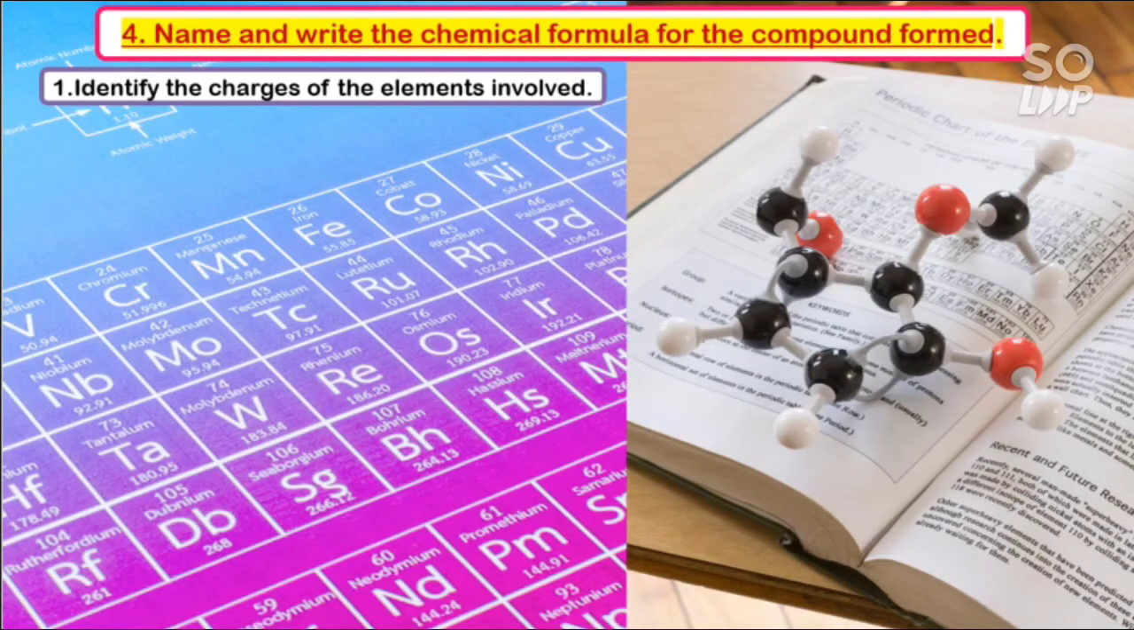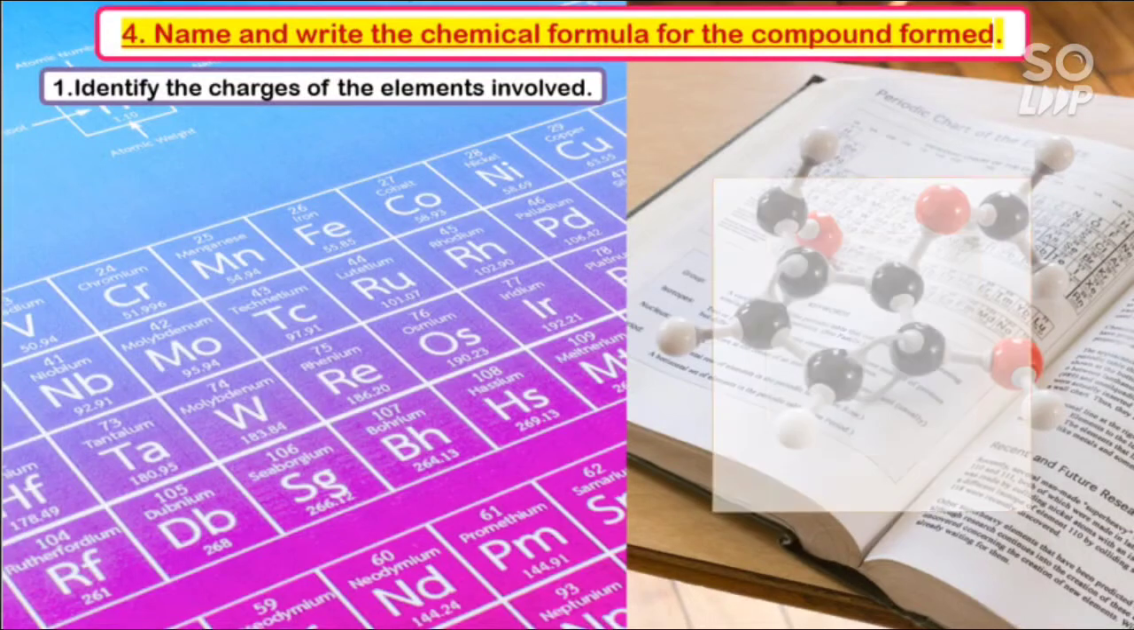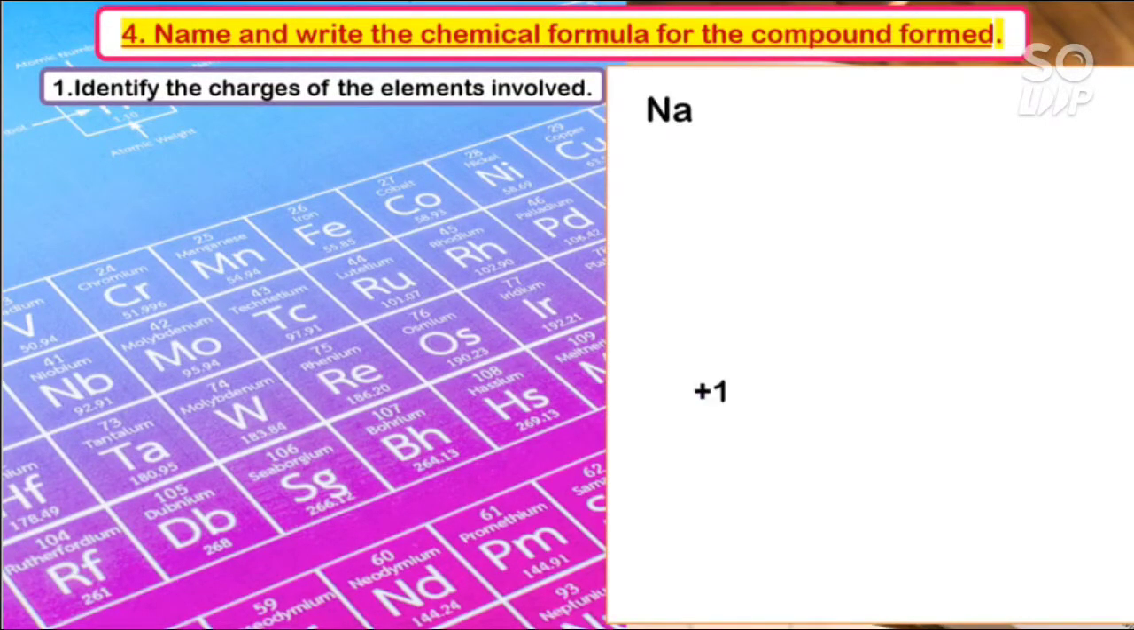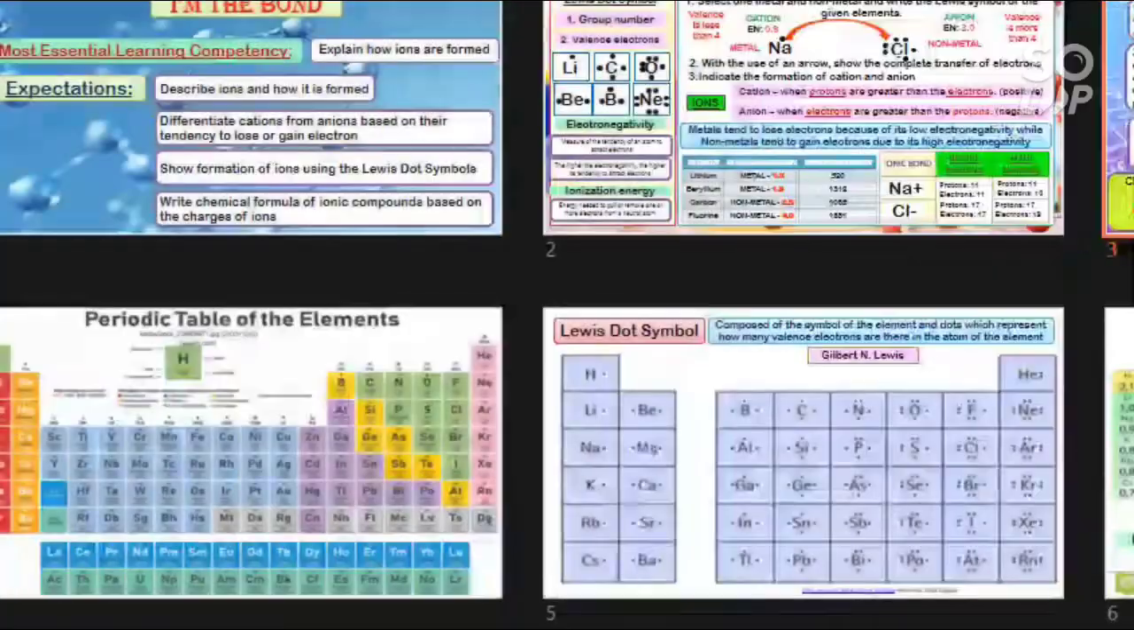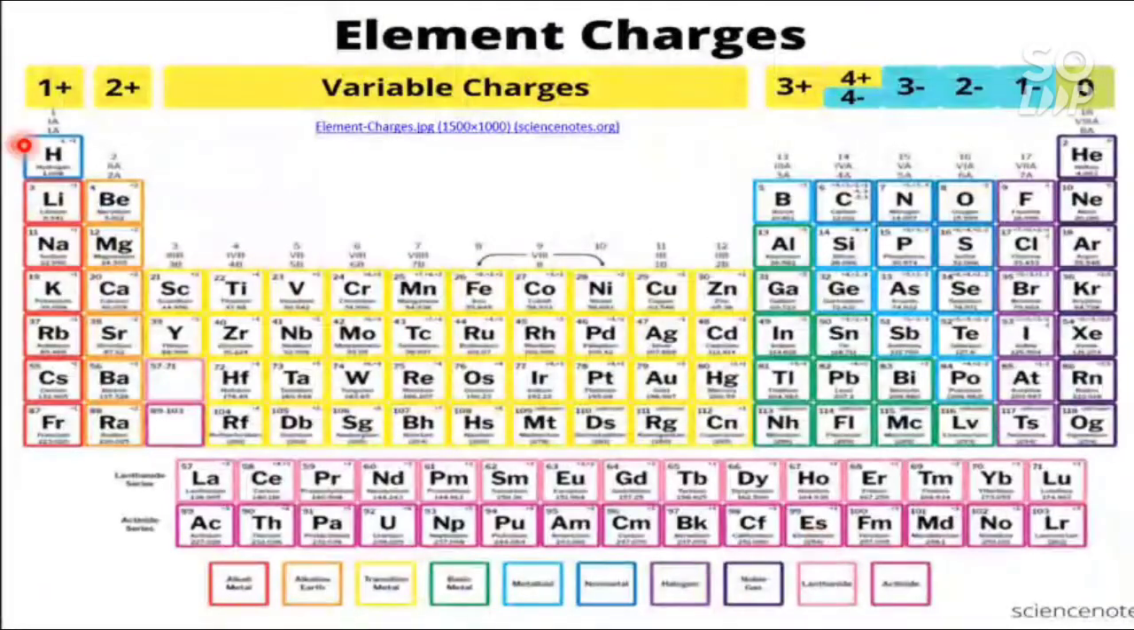So the first step is to identify the charges of the elements involved. We have the sodium as positive one and the chlorine having negative one charge. So how do I know that sodium has positive one and chlorine has negative one? Of course, I have prepared a table for that, the charges of the elements. So we'll take a look at this diagram.